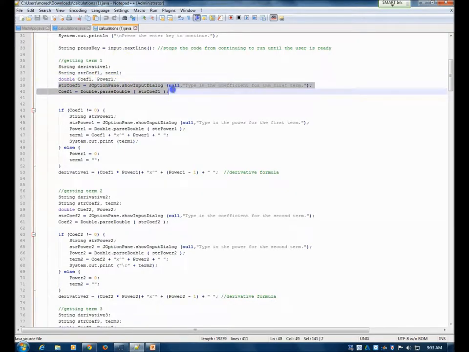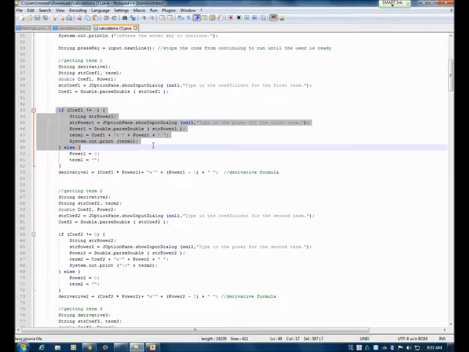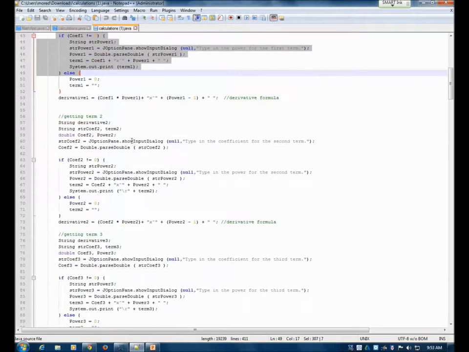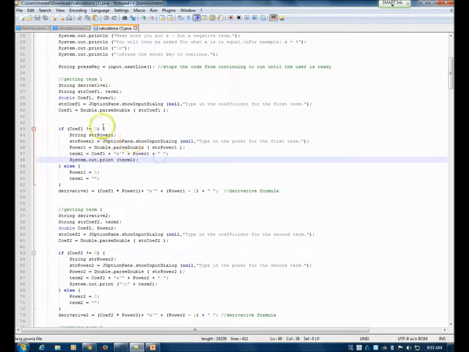It'll ask for the power and the term, the power and the coefficient. If they do put in a 0 as a coefficient, then it just skips that term, meaning that the user is going to use one less term in their equation. And if they do put in a number that's not 0, then it continues and it asks for the power, gets the power, and then what it does is it makes these into doubles, saves them as doubles, and then it outputs them first so that the user sees as they're going through each step, it's like showing their progress, what they're typing in. So it'll show what the first term they typed in.